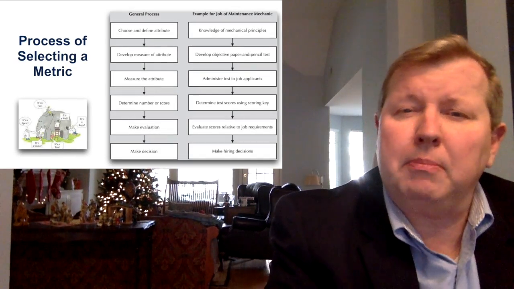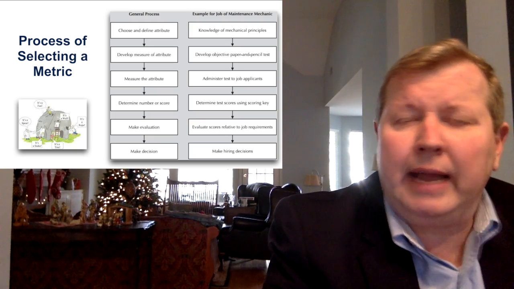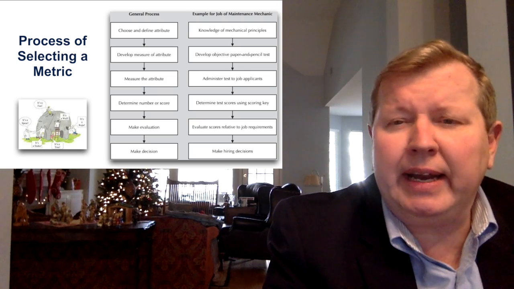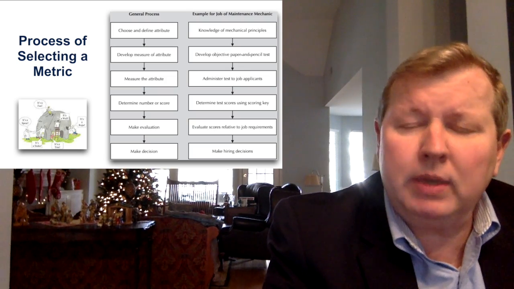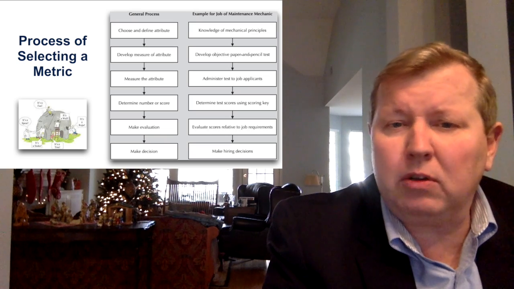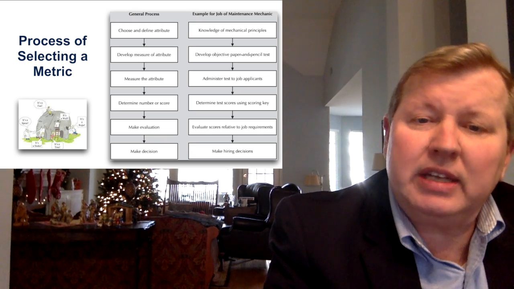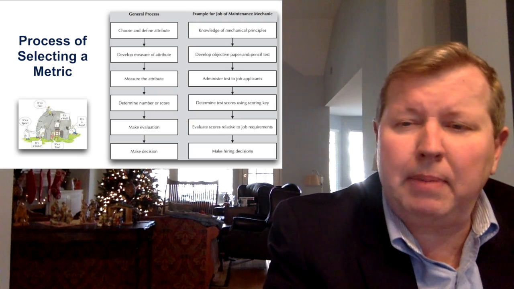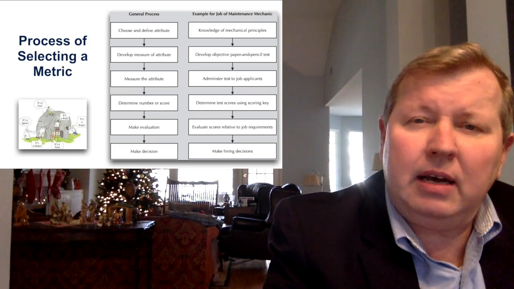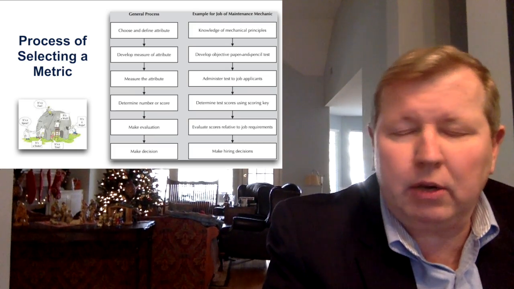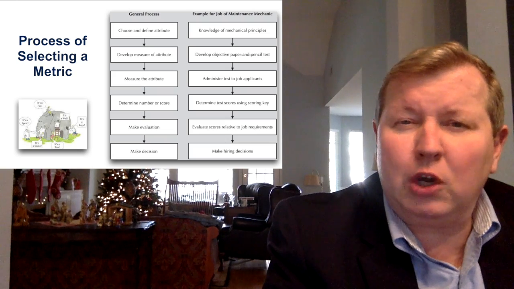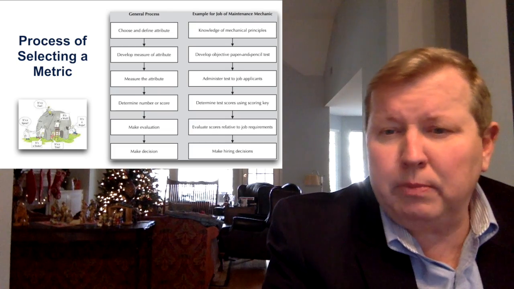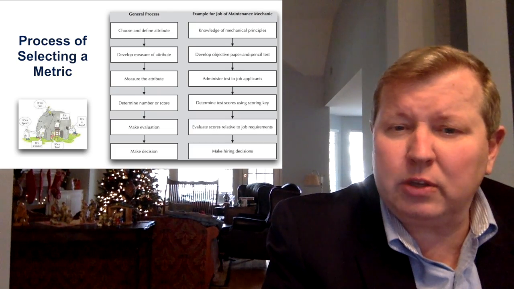Now, when selecting these metrics, you can see here's a process. Let's just pretend, for example, that we're going to hire an airplane mechanic. First thing you would want to do is choose and define an attribute. In this case, you would want somebody to have a pretty good knowledge of mechanical principles. Secondly, you're going to develop a measure of that attribute. So you might come up with a paper and pencil kind of test. Obviously, you could do that on a Survey Monkey or computer, but really you're going to give somebody a quiz as to mechanical principles.